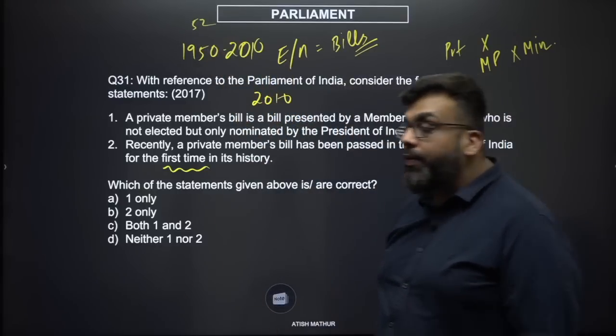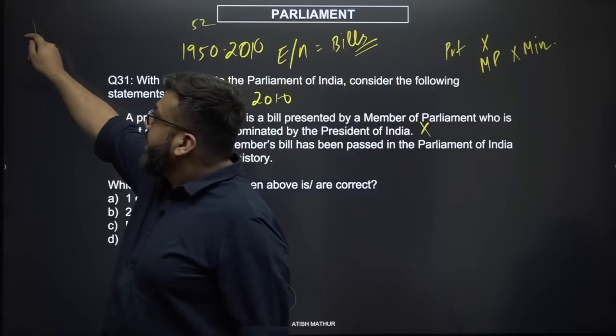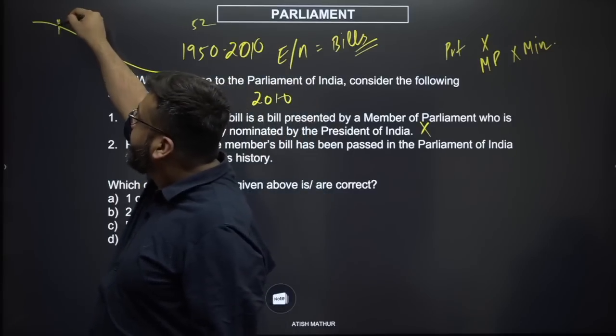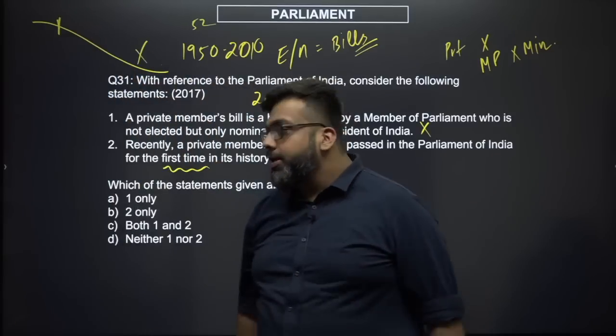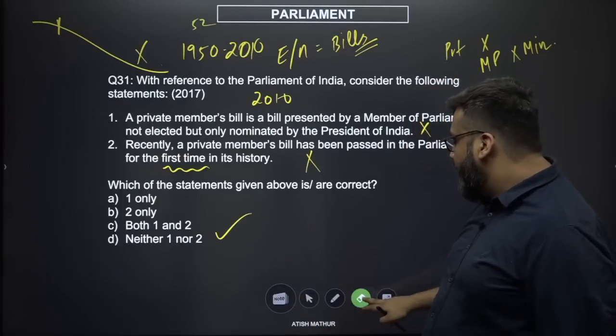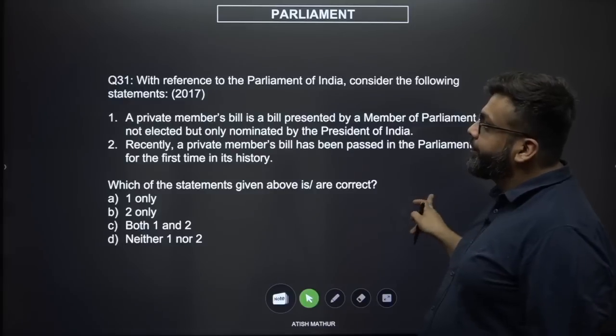In fact, what do we know? That private member bills are decreasing since history. They used to be passed before but not anymore. So this statement is also wrong. The answer should be D, neither 1 nor 2.